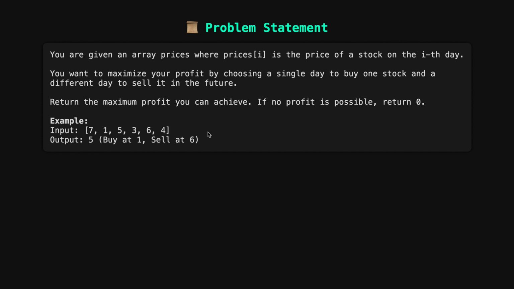So for example, if the input array is this, the best option is to buy at price 1 over here, and sell at price 6, which gives us a total profit of 5. And that is going to be the maximum profit possible through any transaction. So how do we solve this efficiently? Let's now understand the approach.